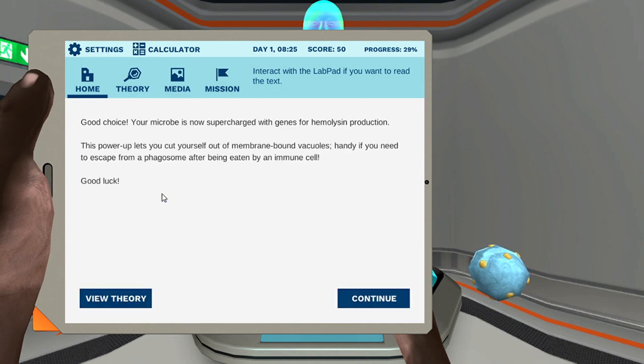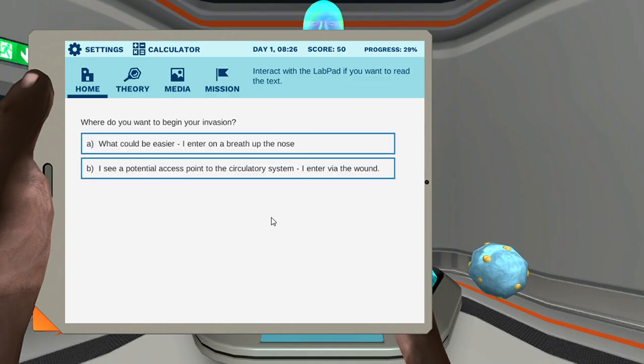Good choice. Your microbe is now supercharged with genes for hemolysin production. This power-up lets you cut yourself out of membrane-bound vacuoles. Handy if you need to escape from a... Where do you want to begin your invasion? Option A.